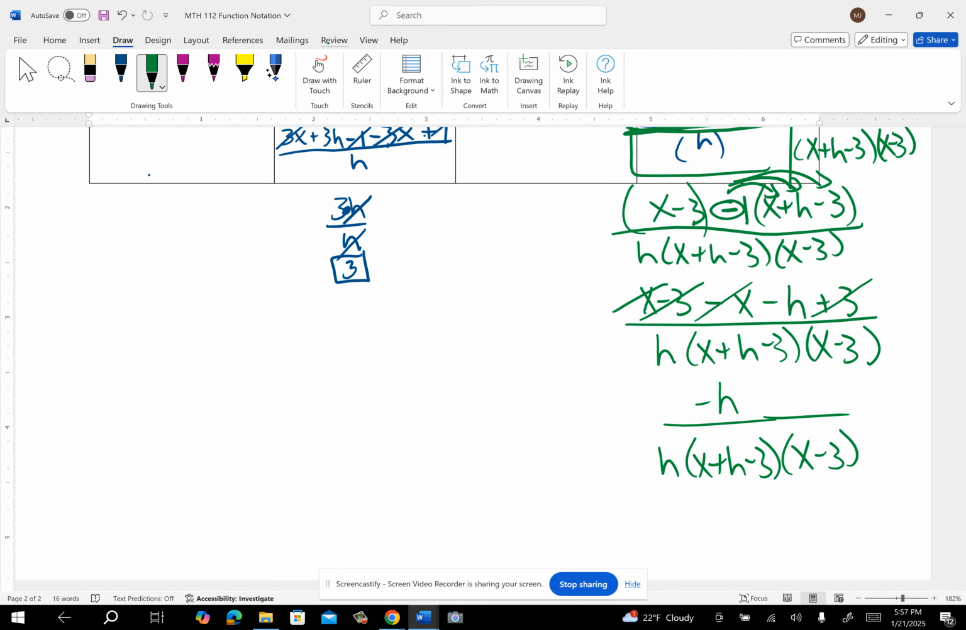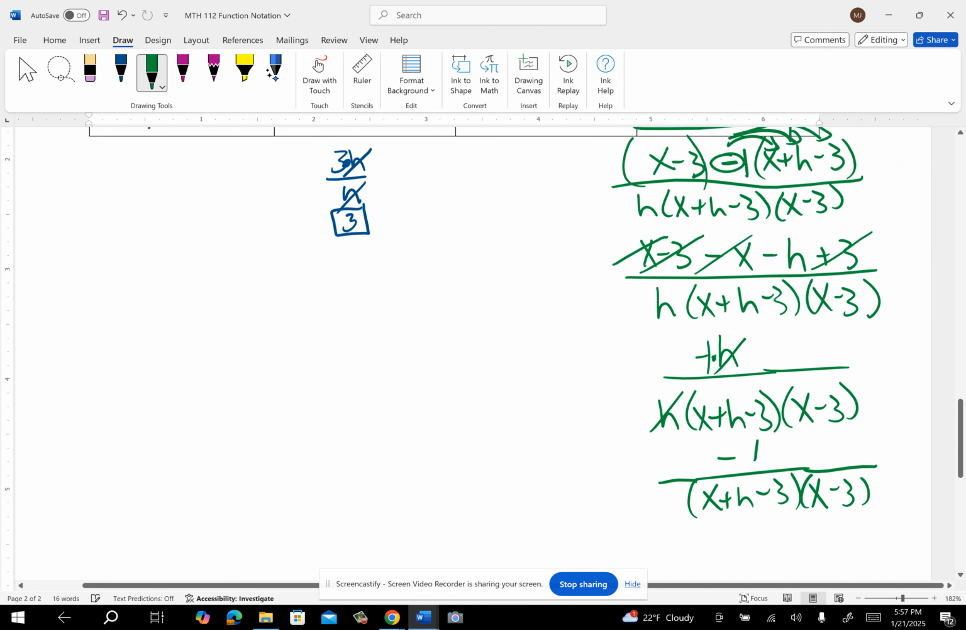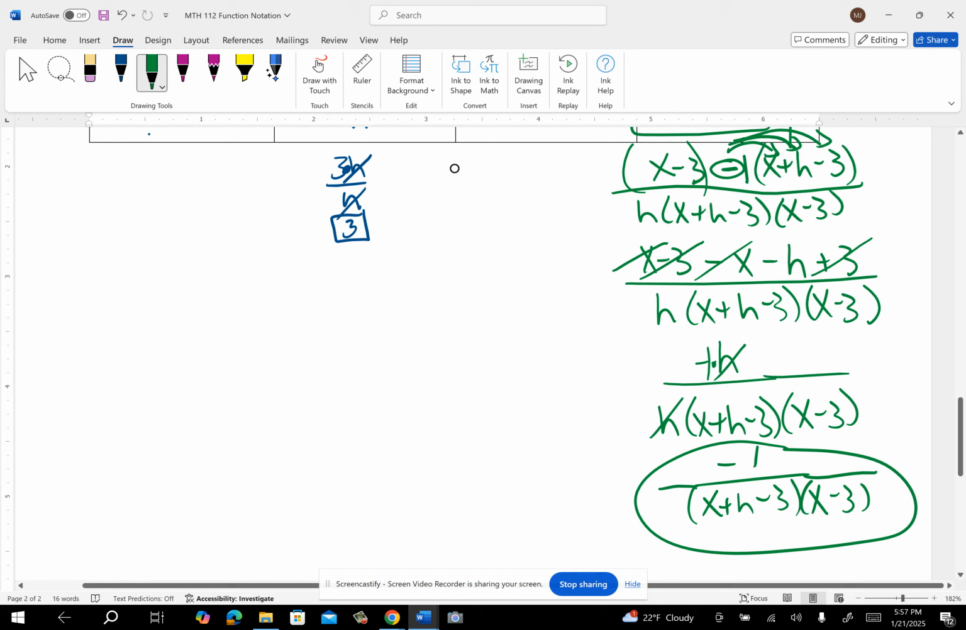Now that negative h on the top is like a -1 times h. So next we can cancel the h's. We have a -1 over x plus h minus 3 times x minus 3, with that fraction bar over the top of both of those. That would be as far as you would go in pre-calculus.